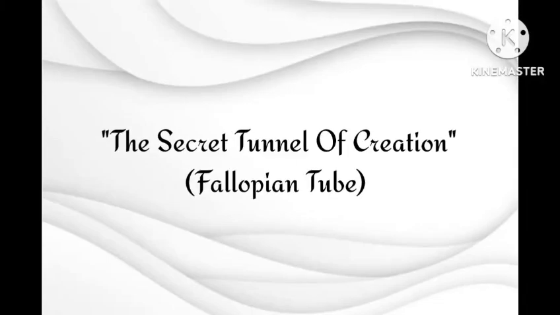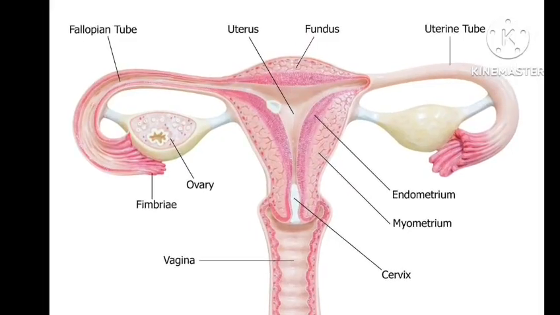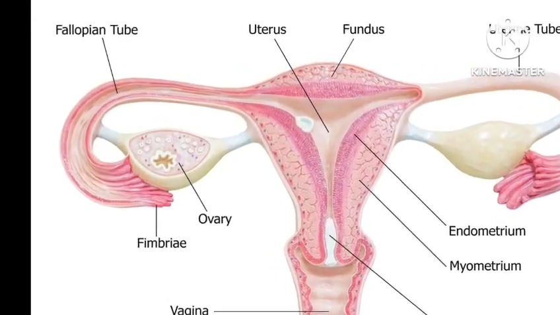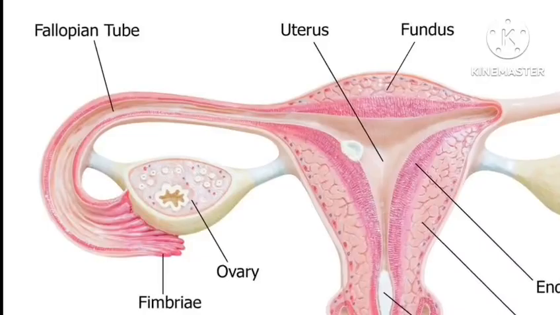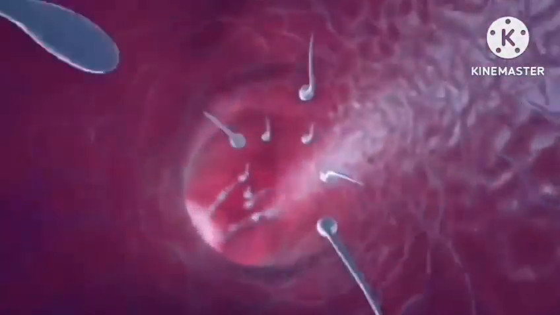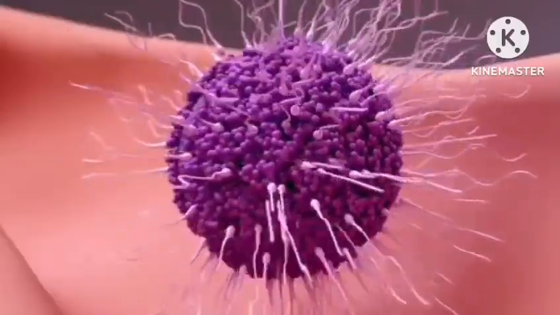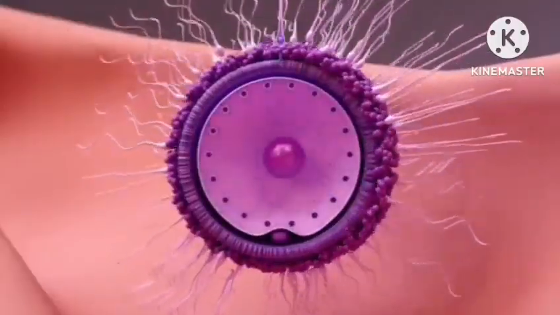The secret tunnel of creation. Definition: they are tortoise ducts which convey oocyte from the ovary to the uterus. Spermatozoa introduced into the vagina pass up into the uterus and from there into the uterine tubes. Fertilization usually takes place in the lateral part of the tube.